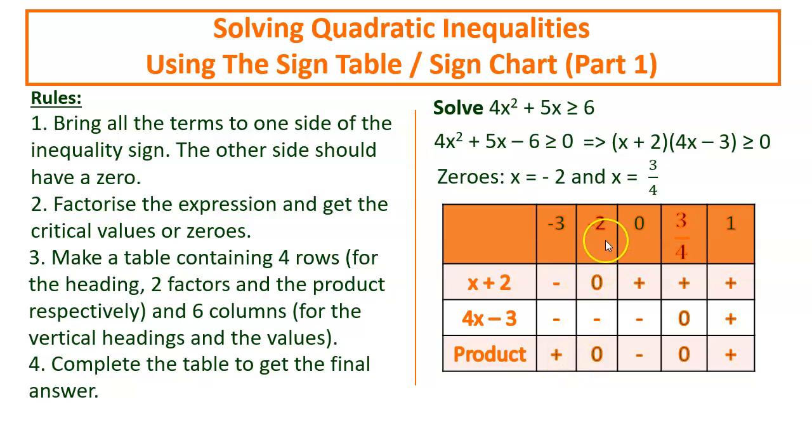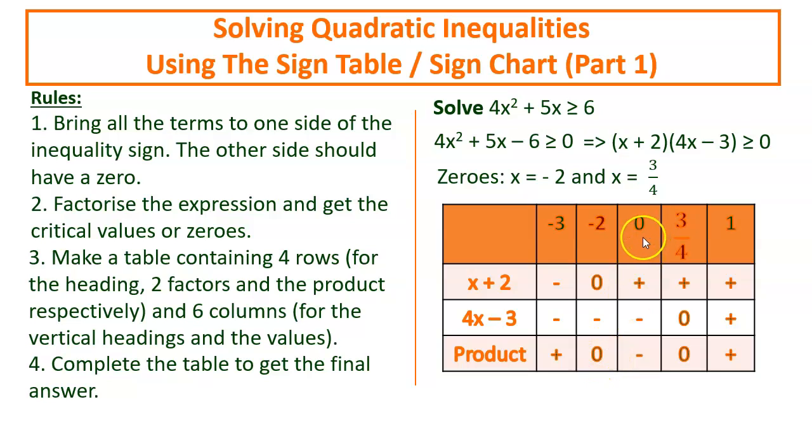Okay. Now coming to negative 2. When we take the value of x as negative 2, x plus 2 becomes equal to 0. But 4x minus 3, 4 times minus 2 is minus 8, minus 3 is minus 11. So I have written this minus sign over here. And 0 times any negative number will be giving us a 0 as the product.